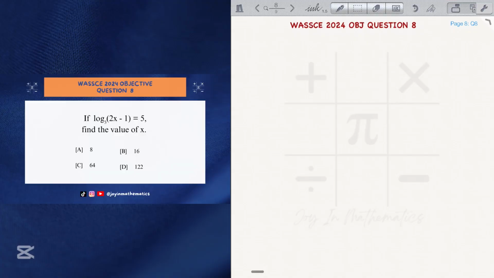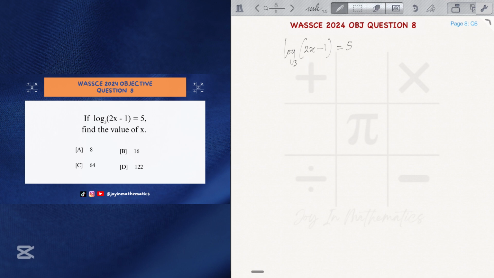Now we have an interesting question again on logarithm. The question says if log of 2x minus 1 to base 3 is equal to 5, let us find the value of x. So we have log 2x minus 1 to base 3 equals 5. What is the value of x?